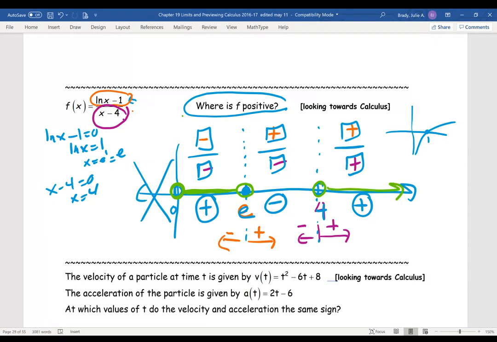So you can write that a couple different ways. You can write that with inequalities: x is between 0 and e, and x is bigger than 4. If you remember interval notation, a strict inequality is an open parenthesis. That's 0 to e, and 4 as far as you can go. Awesome. Okay, let's do one more.